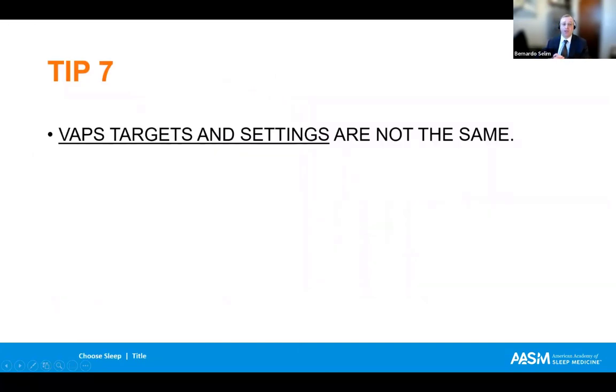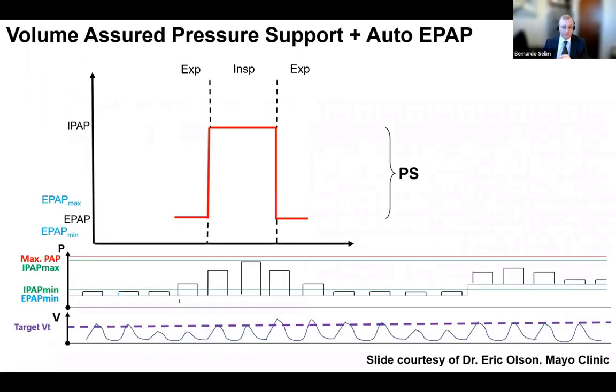Tip number 7, VAPS targets and settings are not the same. So you know this pretty much, but let me refresh your memory about this. What is a VAPS? VAPS is literally a dynamic BiPAP. It's a BiPAP that self-adjusts itself to a target that you put in your device. The target is going to be either total volume or alveolar ventilation. And these are the two brands' targets. They cannot use the same target because they are two different brands and they have two different copyrights. So they have to choose two different settings, but it's exactly the same concept. It's a bi-level that self-adjusts itself.